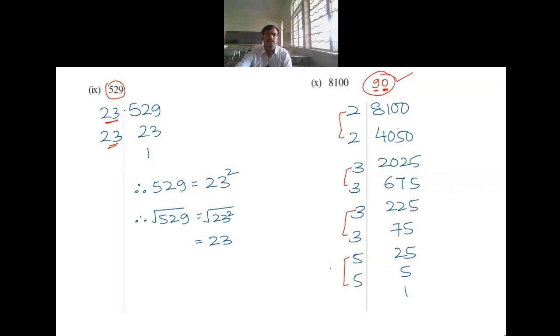So if 5 is multiplied to 3, it is 15. Multiplied to 3, it is 45. Multiplied to 2, it is 90.